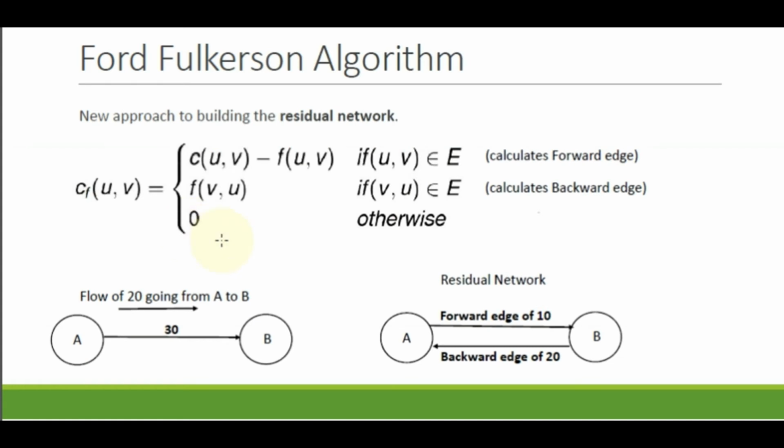This is our new approach to building the residual network. We calculate two kinds of edges, a forward edge and a backward edge. The forward edge is equal to the capacity minus the flow, and the backward edge is equal to the flow.